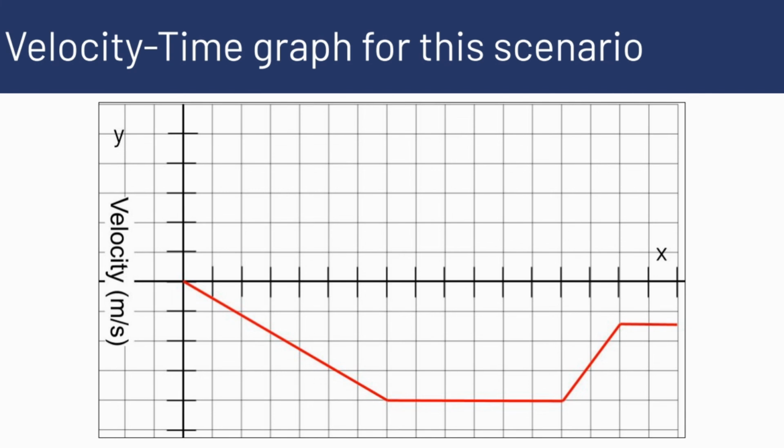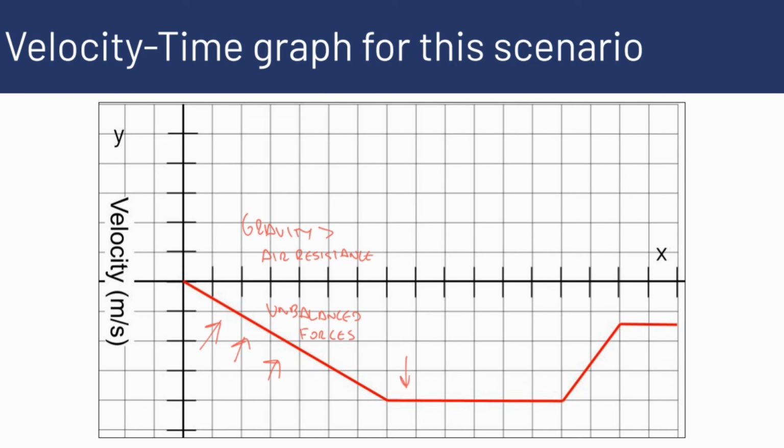Here's a velocity time graph for the scenario with the skydiver. Here in this section of the graph, we have unbalanced forces. This is when the skydiver is falling, when gravity is greater than the air resistance. The velocity is increasing in a negative direction as the skydiver falls.